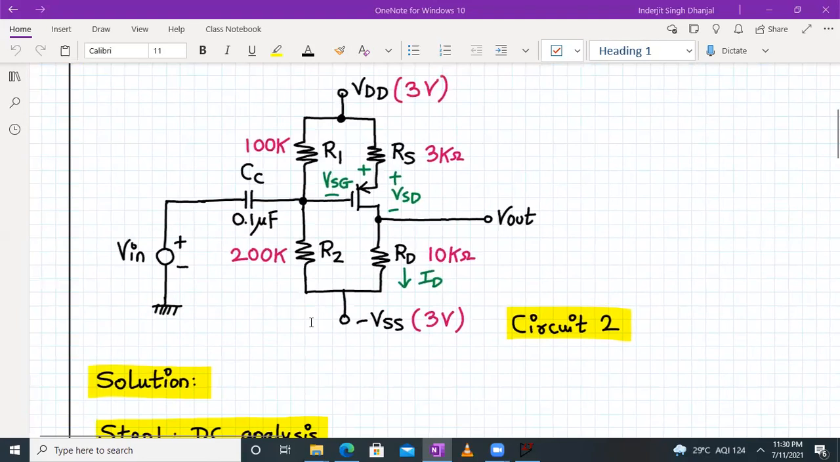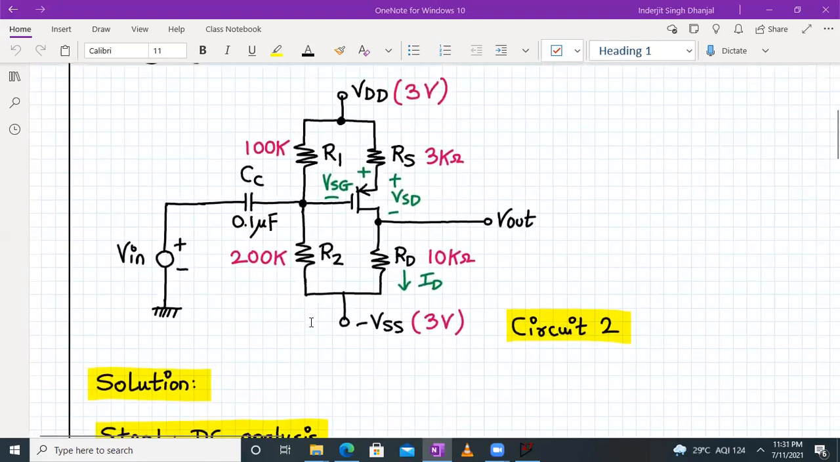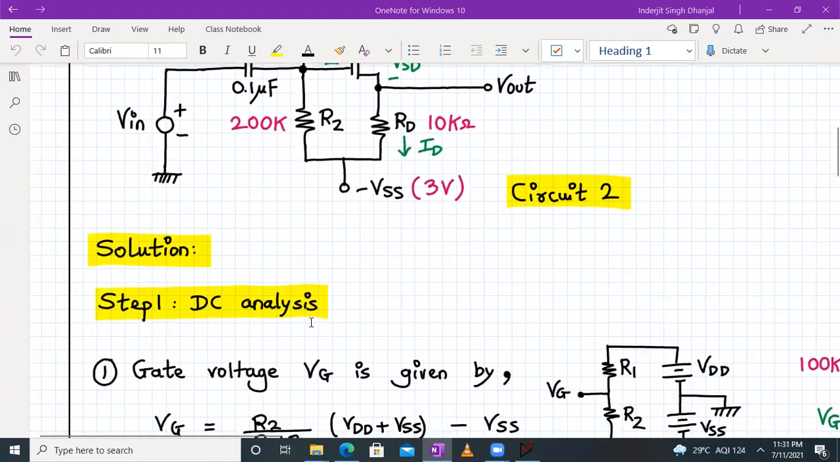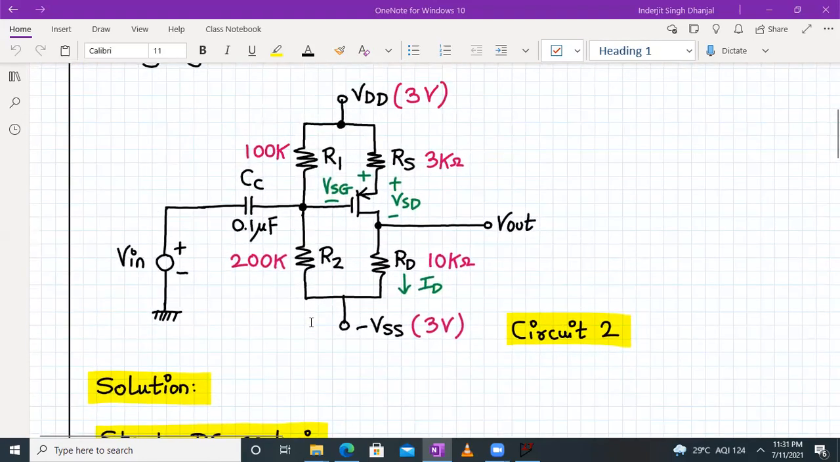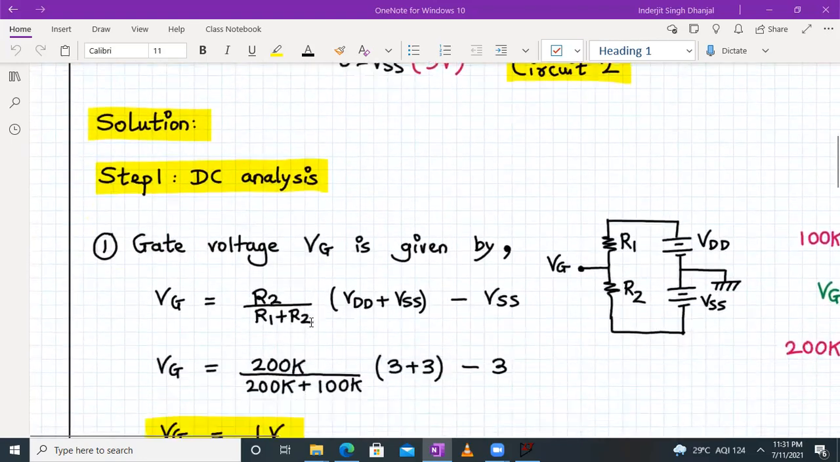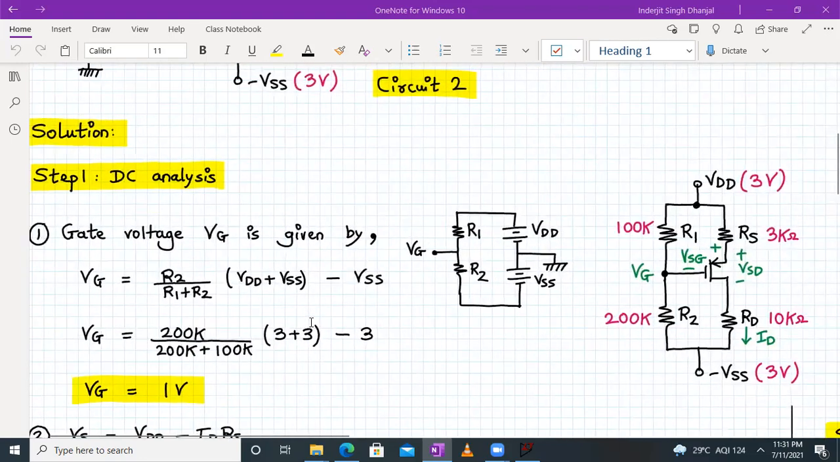There are three steps in solving an amplifier numerical. Step number one is the DC analysis. For the DC analysis, we consider all the coupling capacitors to be open circuited. When we do this, we will get the circuit as follows over here. Now we apply our DC analysis and find the various DC voltages and the DC current.